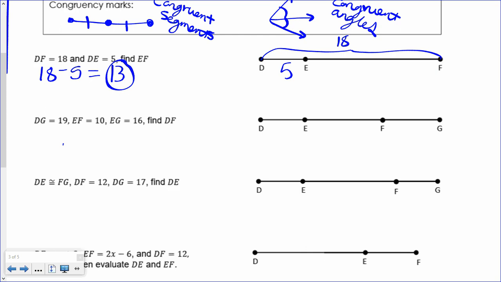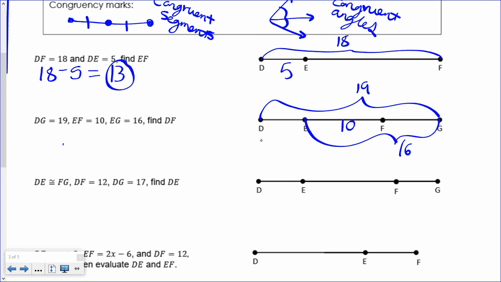Okay, this next one, I know that DG, which is the full length, is 19. I know that EF is 10, and I know that EG is 16. What I'm looking for is this. In order to find that part that I kind of scribbled, what do I need to know before I can find DF?